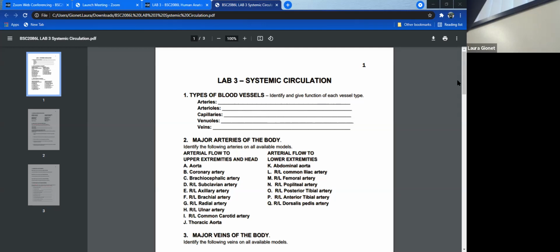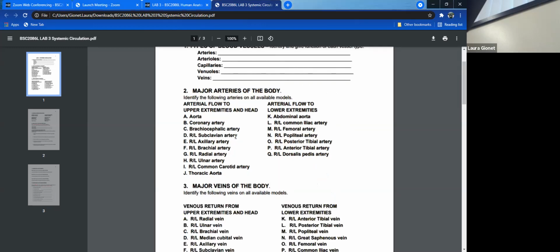Okay, then in number 2, we are identifying these different veins and arteries. First, we have all the arteries, and then we have the veins that you have to know. So arterial flow to the upper extremities and the head: we're going to look at the aorta, coronary artery, brachiocephalic artery, the right and left subclavian arteries, right and left axillary arteries, and so forth.